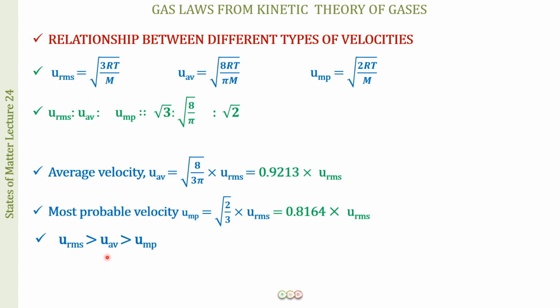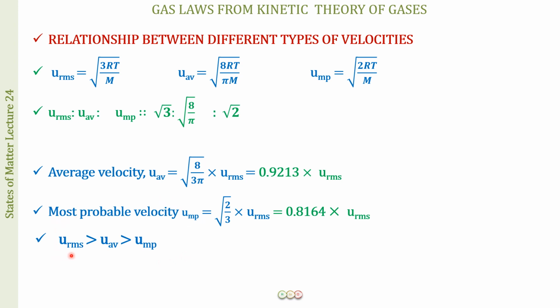So URMS is going to be the maximum velocity, then we have the average velocity, and then the most probable velocity. If URMS is 1, the average is 0.9213, and the most probable is 0.8164. So 1 is larger than 0.9213, which is larger than 0.8164. This relation is going to be very important.